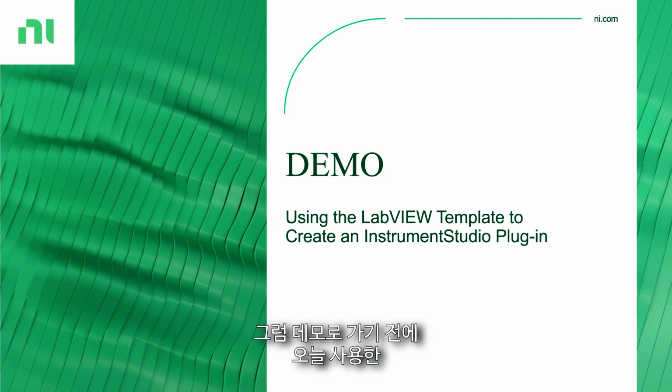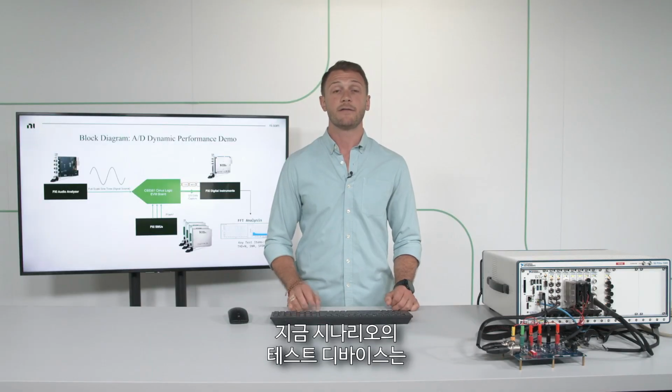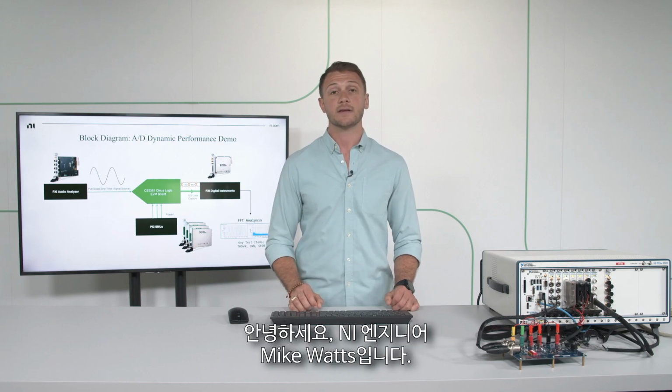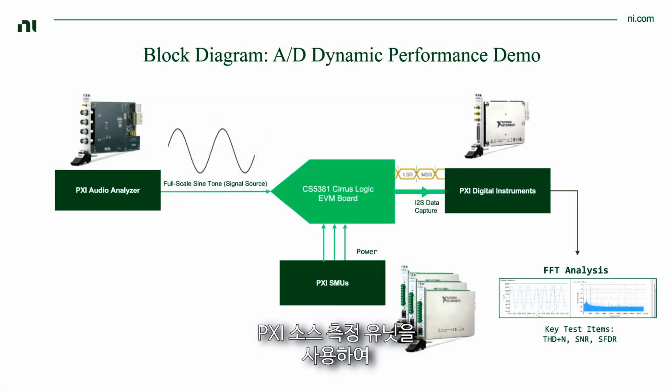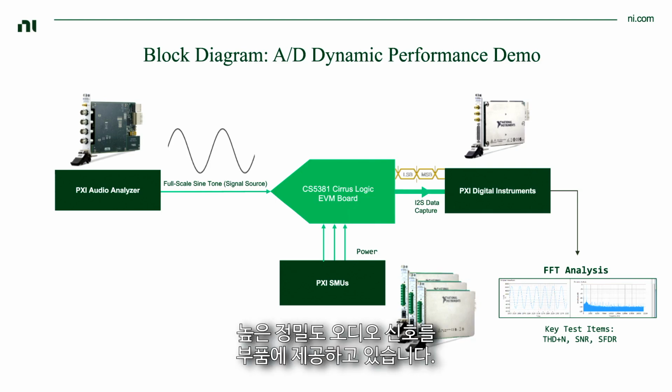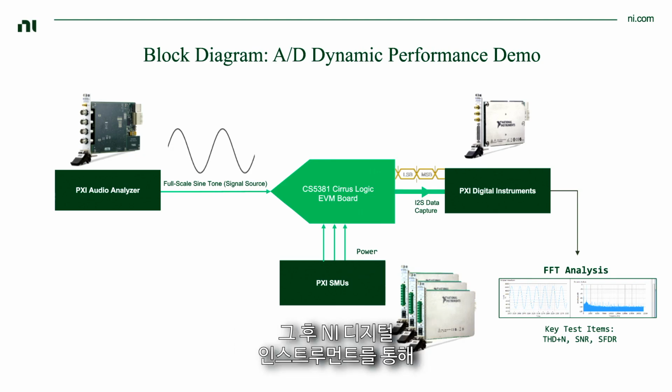So before I jump to the demo, let me show you what hardware setup I'm using today. The device under test in this scenario is a Cirrus Logic high-precision 24-bit audio data converter. And we're using PXI source measure units to power on the part. We're using a PXI audio analyzer to source a high-precision audio signal to the part. Then we're using NI digital instruments to read the I2S data off of the part.